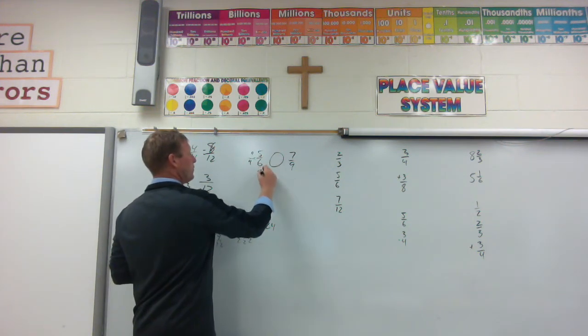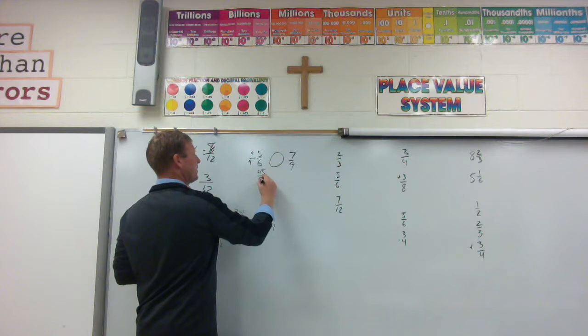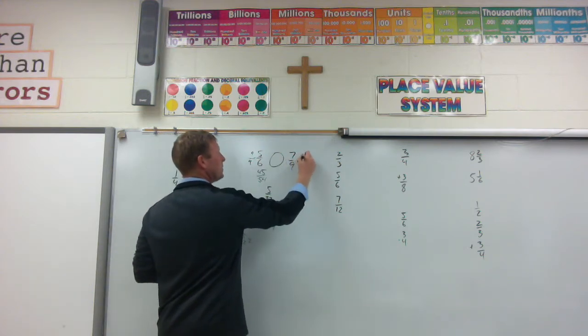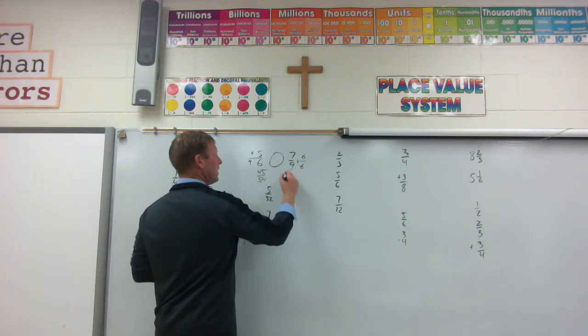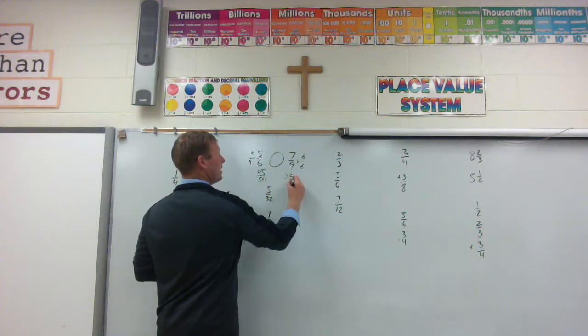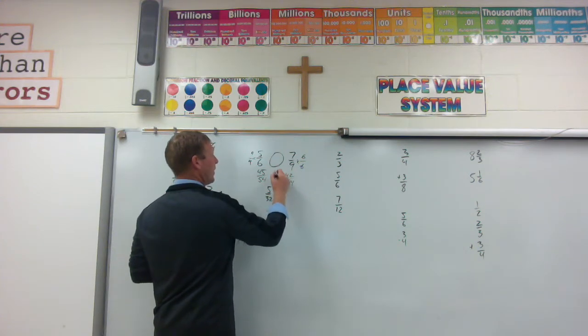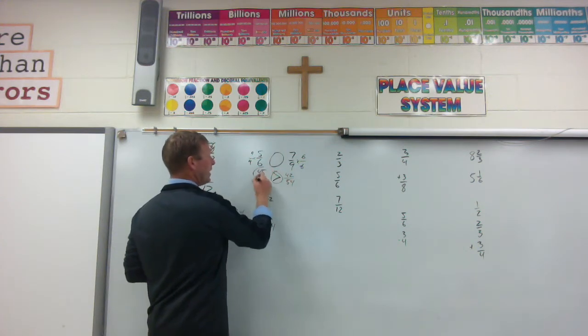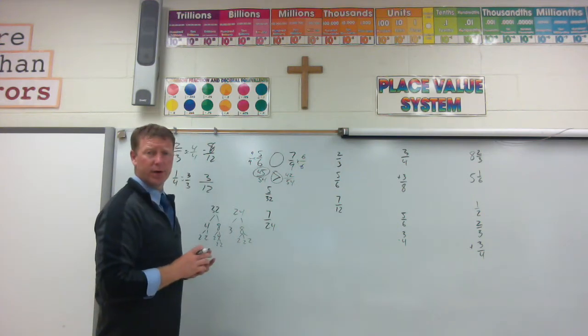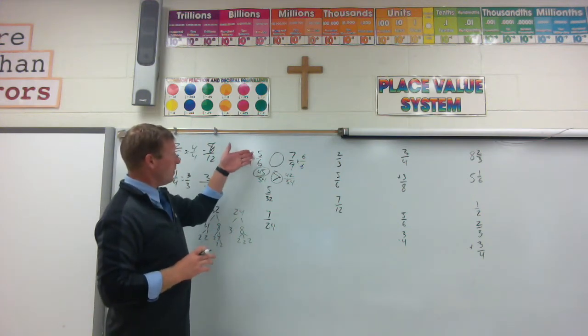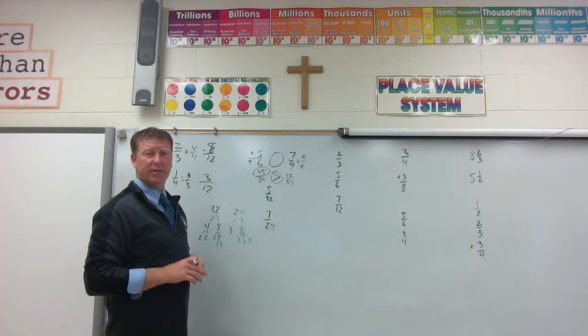9 times 5 is 45. 9 times 6 is 54. I'm going to take this one times 6 over 6. 7 times 6 is 42. 9 times 6 is 54. Now I can compare. 45 is bigger than 42, so 5/6 is greater than 7/9ths.